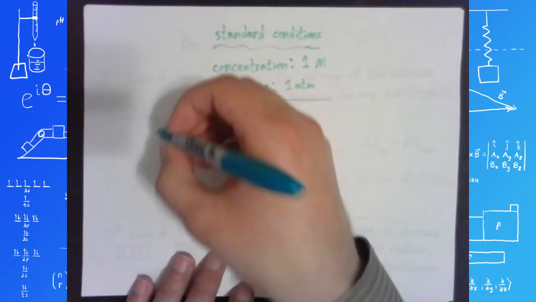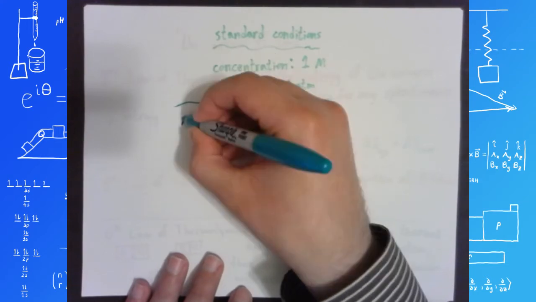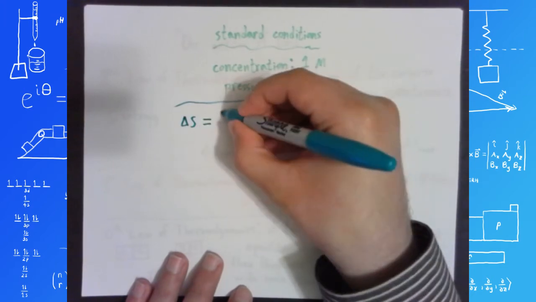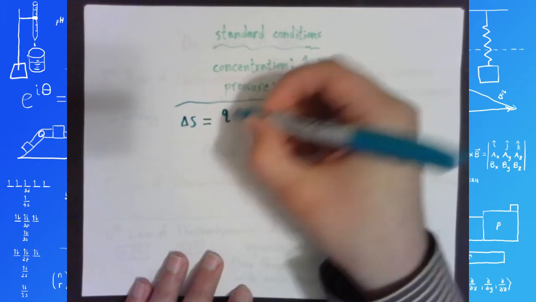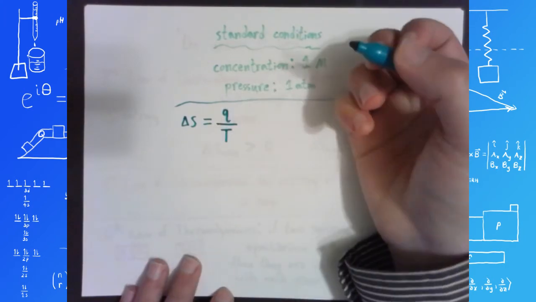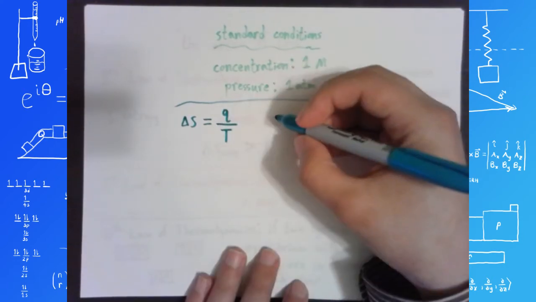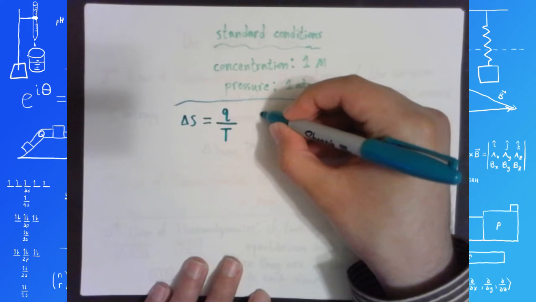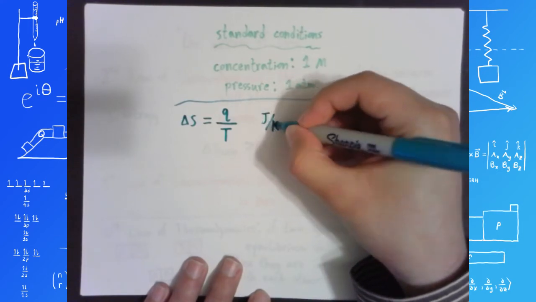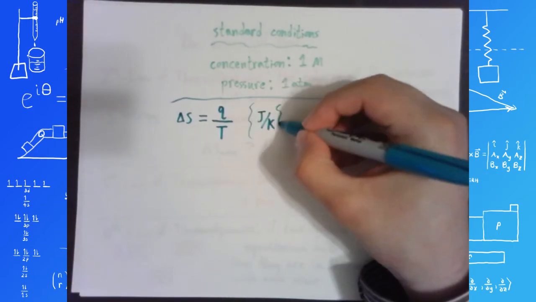For a constant temperature process, or isothermal process, you can calculate delta S as the change in heat of the system divided by the absolute temperature. And through this definition, you can see that the units for entropy are going to be joules per Kelvin. At least those are the standard units. Joules per Kelvin.